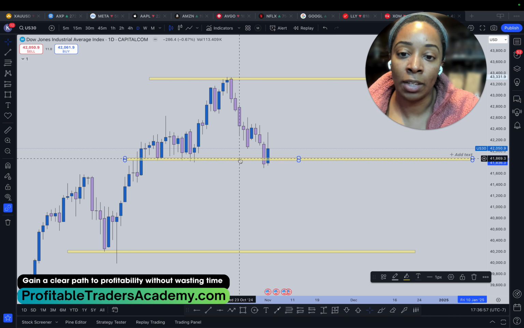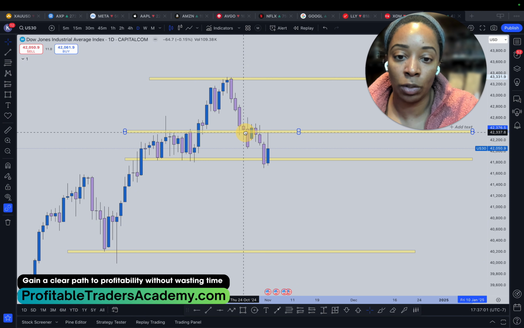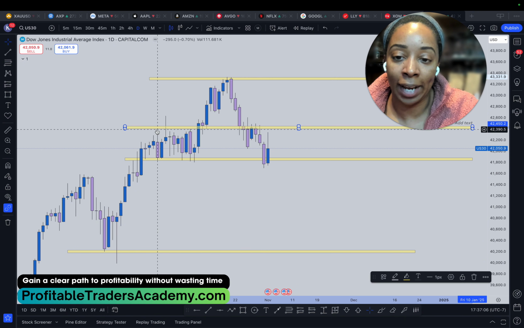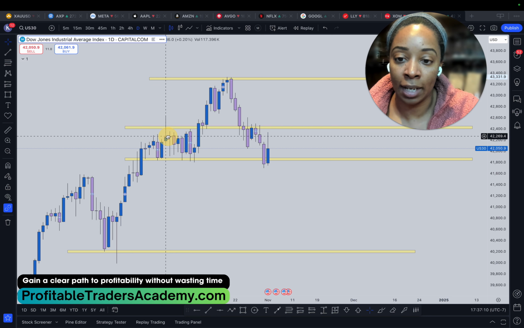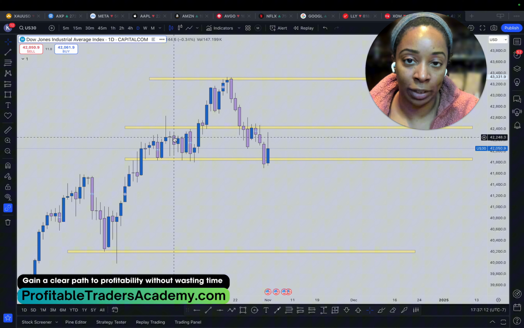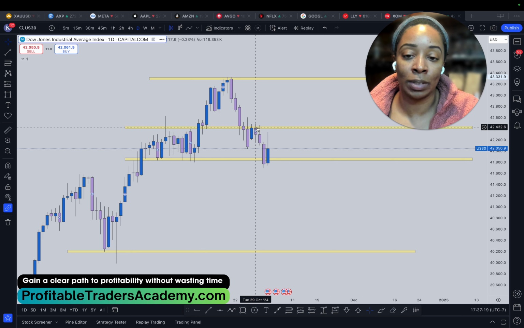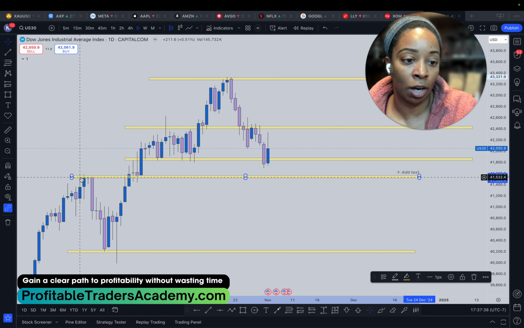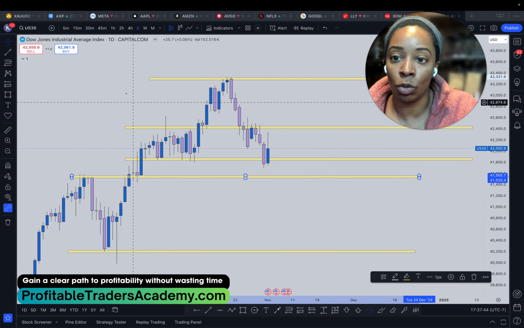And then there's another area that I do want to mark off as well. So actually, do I want to do it right here? This area right here. There's a few things that I see. The first thing I see is this area right here where there's a lot of consolidation. Next, I see price break up, form support right here. And then I also see a resistance right here, around 41,530. And that is going to do it for this time frame.